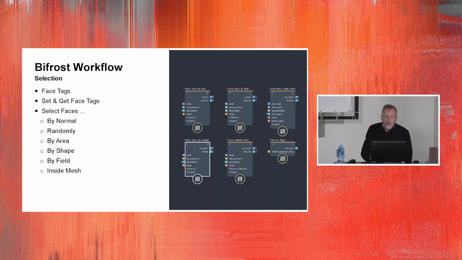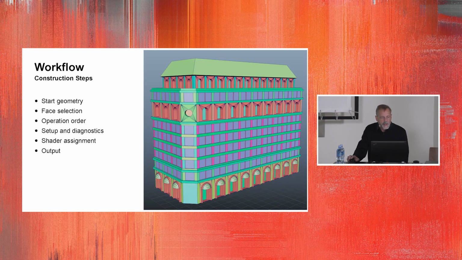So there is a number of selection nodes that would select something by their normal, what direction that facet is facing, or randomly, or by shape, for example, or by their area, or something like inside the mesh, like we've seen with that cube moving around, and say, is it inside the mesh? Yes, then select it. So you have another set of nodes that do exactly that. So you have a collection of commands that you can use in your so-called construction history.